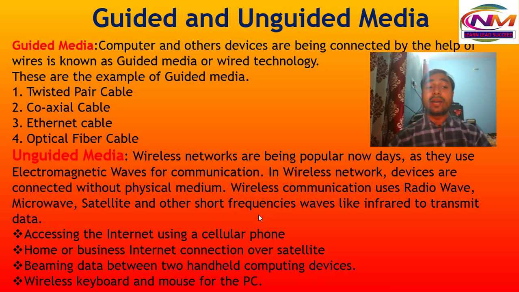In a wireless network, devices are connected without a physical medium. In that, there is no need of any physical medium. Wireless communication uses radio wave, microwave, satellite and other frequencies, waves like infrared or Bluetooth to transmit data. When we have to share files from one mobile to another mobile, like images, we also use Bluetooth, and we are able to share. So that is another example of unguided media.